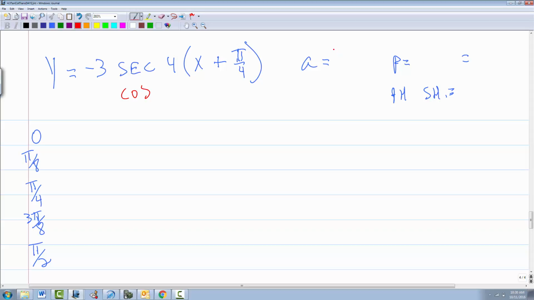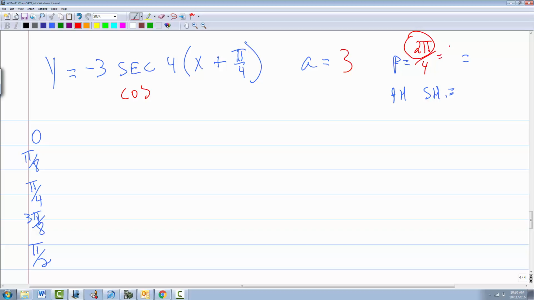What's the amplitude? There isn't one. For cosine there is, but for secant, there's not. What's A? What's the period? Now this is what you got to know. It's 2 pi over 4. Nice. Not pi, because when you graph secant and cosecant, it's 2 pi over b.